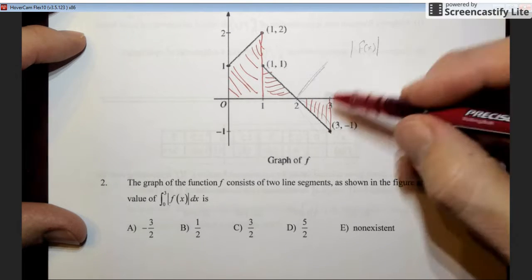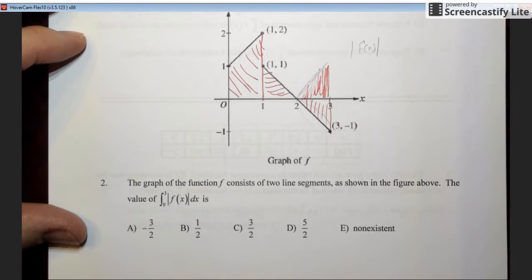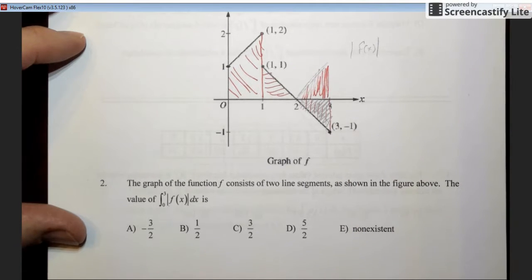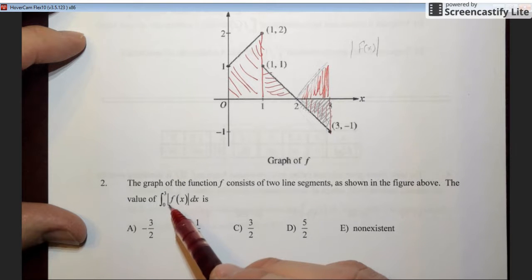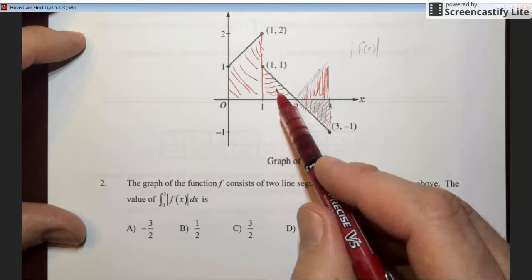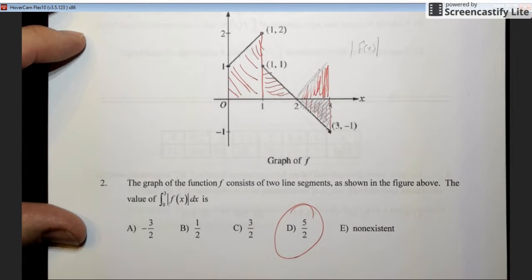So really we're taking this triangle and now we're looking at that region, and we're no longer interested in this region down here because our graph must be above or equal to the x-axis. So we have the area of this trapezoid plus the area of that triangle plus the area of that triangle. 5 halves. All right, flipping over.